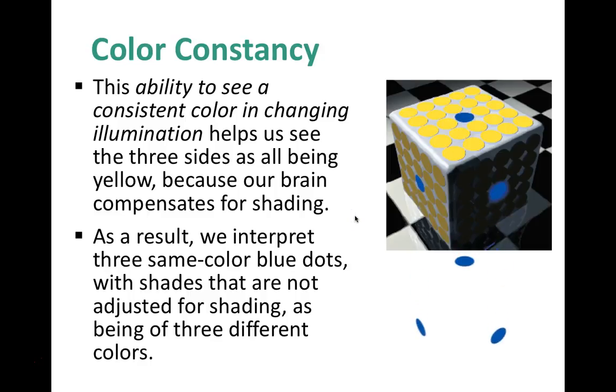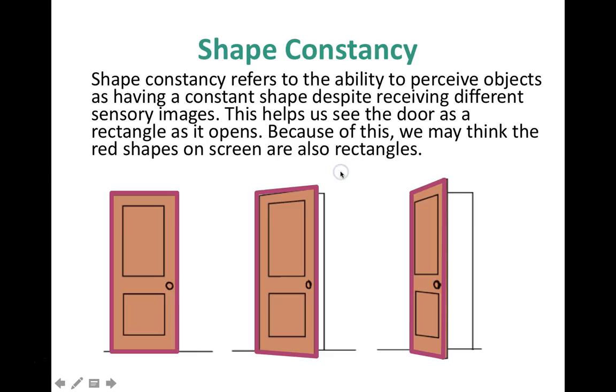There you go, same color. Shape constancy. This is so important if we're going to navigate through the world. Objects that we're familiar with, we perceive them as having a constant shape despite the fact that we receive different sensory images as we move, as they move, as the door opens and closes, and so on.